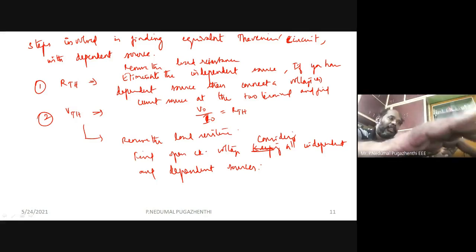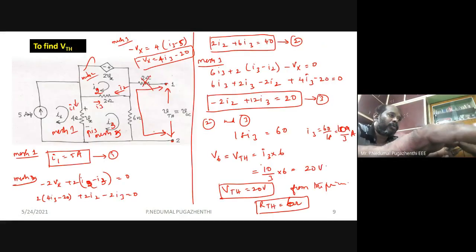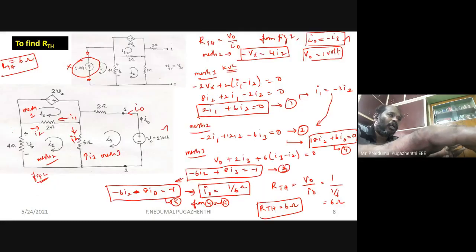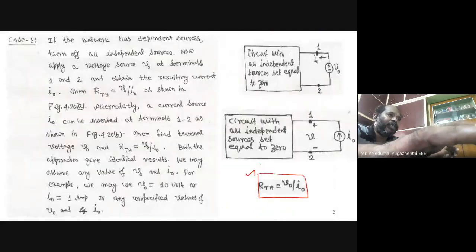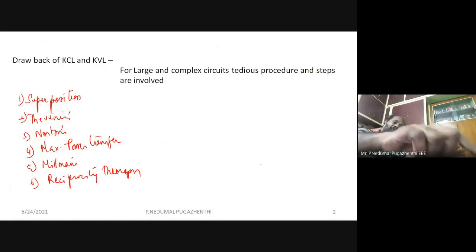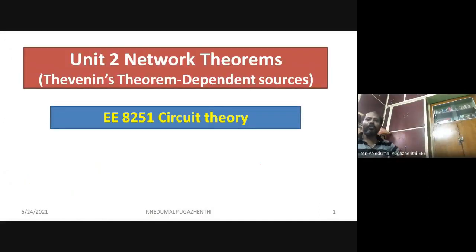So with this, I think I have provided you enough idea about how to deal with Thevenin's equivalent circuit. Okay, if you have doubts, ask me, I am open now for your questions. Meanwhile, you try to do your homeworks.